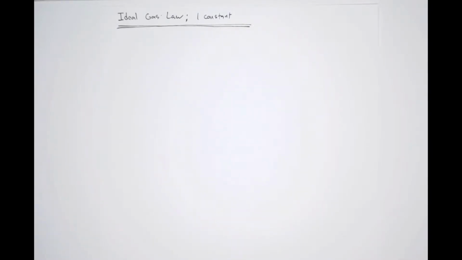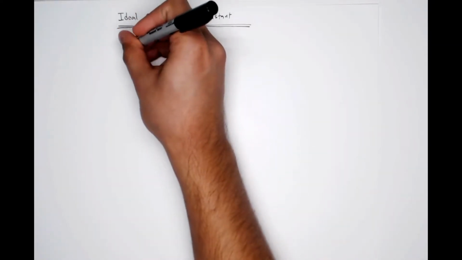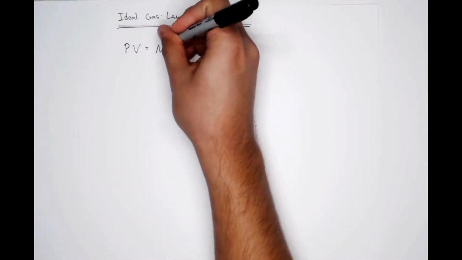This is a conceptual problem involving the ideal gas law in which you have one constant and then the other variables changing. So let's just write down the ideal gas law. PV is equal to NkT.